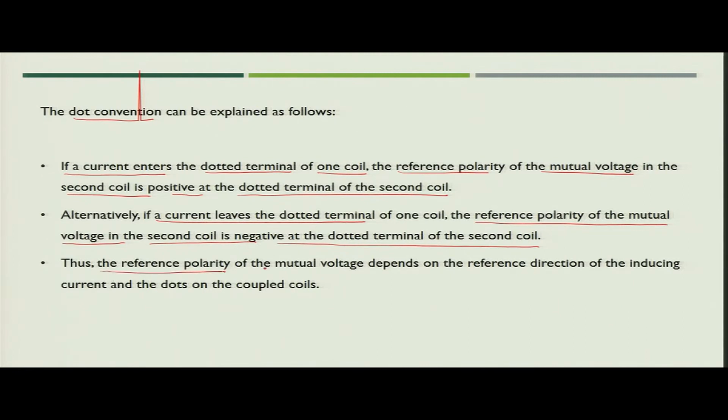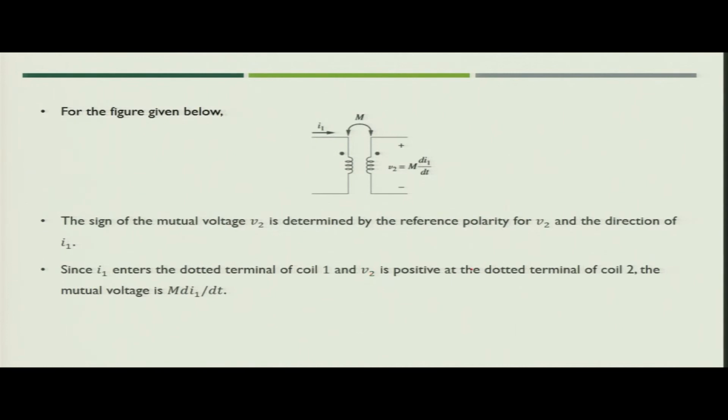Thus, the reference polarity of the mutual voltage depends upon the reference direction of the inducing current and the dots on the coupled coils. These two things are important to find out the reference polarity of the mutual voltage. Let us understand this phenomenon with the help of a couple of examples. Let us see this figure where the sign of the mutual voltage V2 is determined by the reference polarity for V2 and the direction of I1.